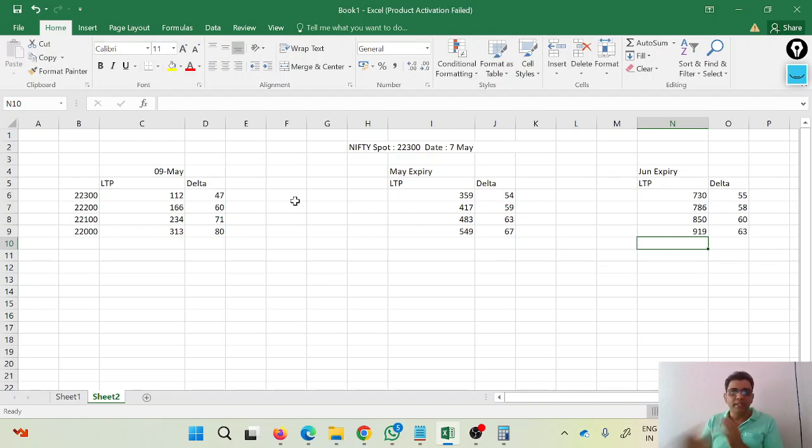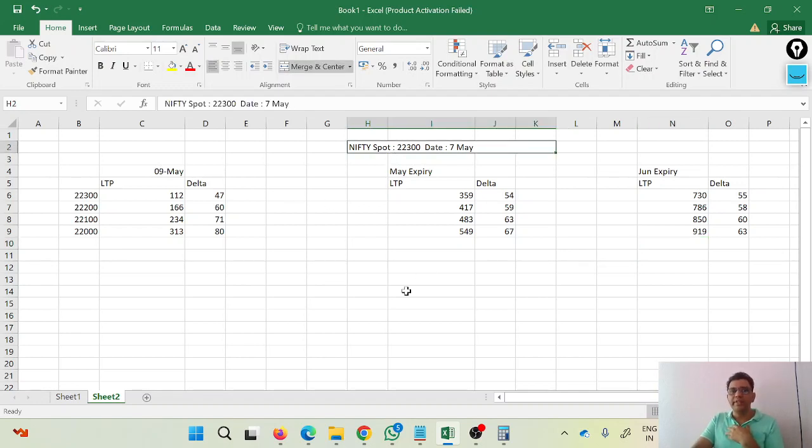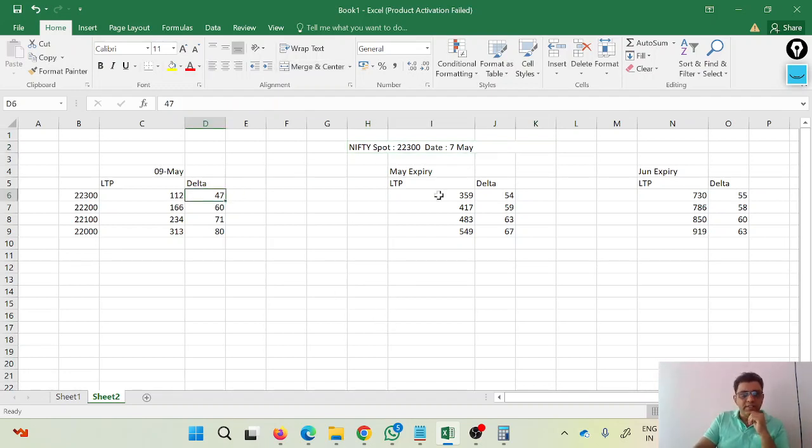The current spot price is 22,300. Now if you see over here, can you see the huge difference for the 9th of May expiry, which is very near? At the money, delta is 47. Then 100 points in the money, delta is 60. Then 71 and 80 over here. Whereas for May expiry, at the money, delta is 54, which is higher than 47. But in the money, there is not much difference in delta.